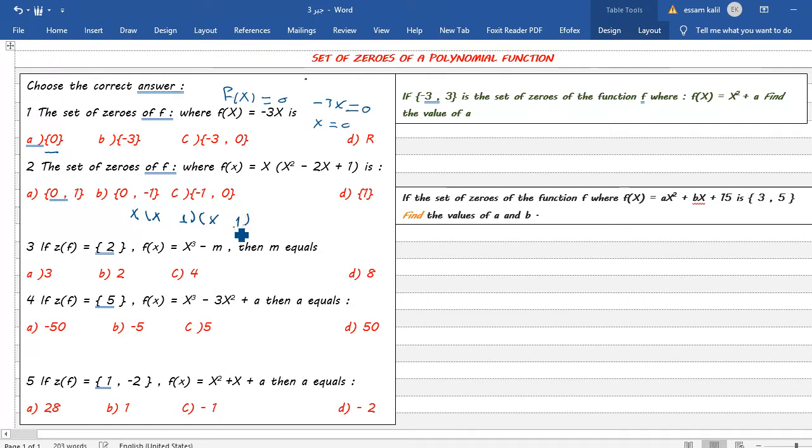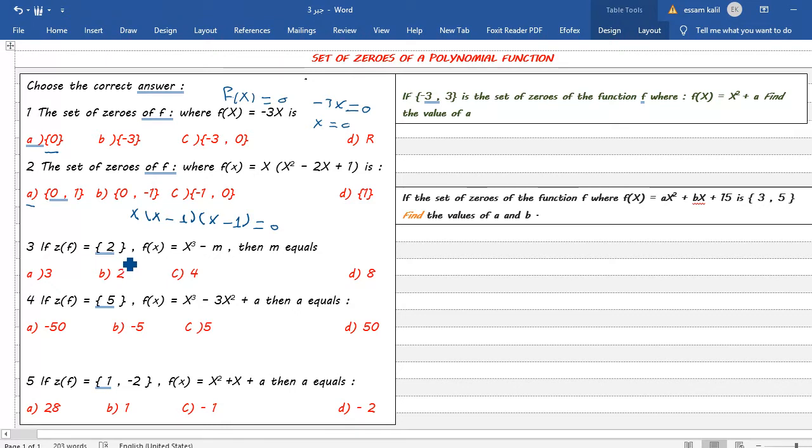1, sign positive, 2 sign is negative, equal 0. Then x equals 0, and you take the opposite sign of x minus 1. Take the opposite sign of negative 1, it becomes 1. Then the right answer equals the set of 0, 1.